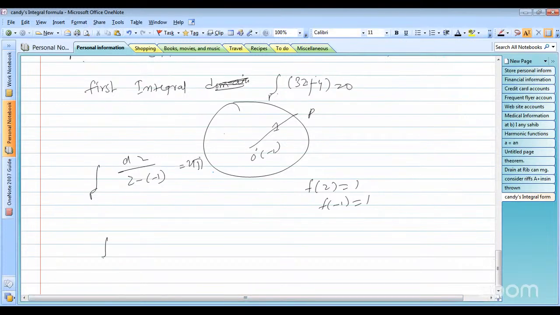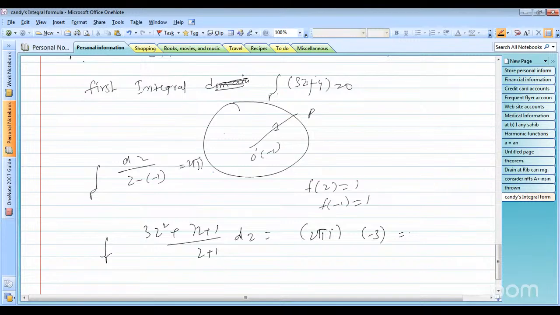So therefore the integration over gamma of (3z square plus 7z plus 1) by (z plus 1) dz is equal to 2 pi i times minus 3, which is minus 3 times 2 pi i. The integration of dz by (z minus 1) gives the 2 pi i. Then 3z plus 4 is a contour, therefore minus 3 gives minus 6 pi i. This is the value we are taking here. That's one problem we are writing here.